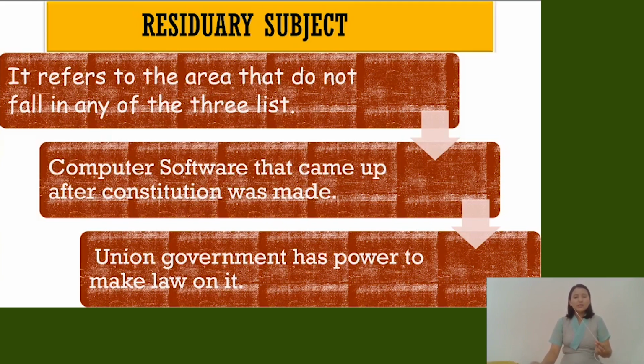So residuary subjects are those subjects or areas which came after the constitution was written. For example, computers. Computers are modern technologies, and computer software came up after the constitution was made, or written, right? Since computer software did not exist when the Indian constitution was written, it was not able to include it in that. Because of that, another list was made for those areas which have come after the constitution was written. So the union government has power to make law on this subject, residuary subject.